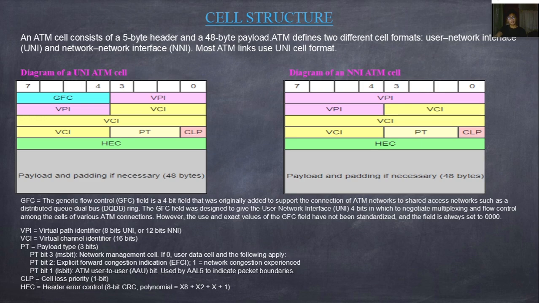Payload type bit 1 is the ATM user-to-user, or AAU, bit, used by AAL5 to indicate packet boundaries. CLP, cell loss priority, uses 1 bit, and the HEC, or header error control, uses an 8-bit CRC. The polynomial equals x^8 + x^2 + x + 1.